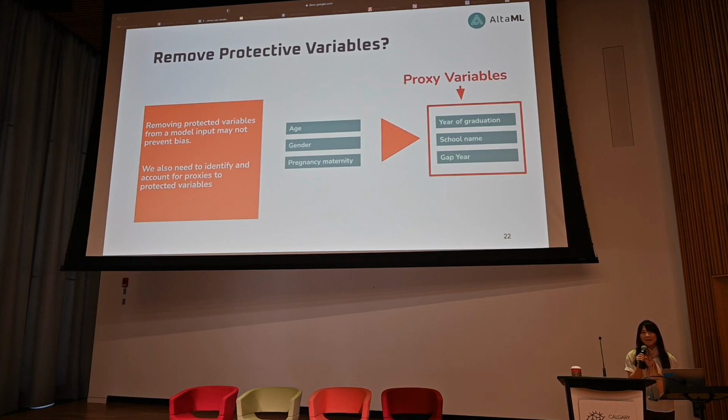For example, if I see your resume and it says you graduated in 2020, then it kind of reveals your age information, right? Those are called proxy variables. We need to identify and take those proxy variables into consideration as well. This sometimes can be challenging because you might not necessarily know what the proxy variable is.